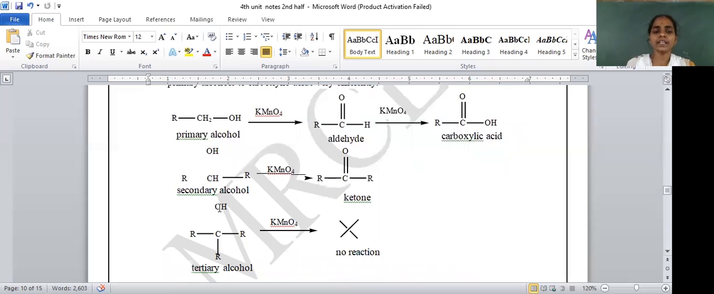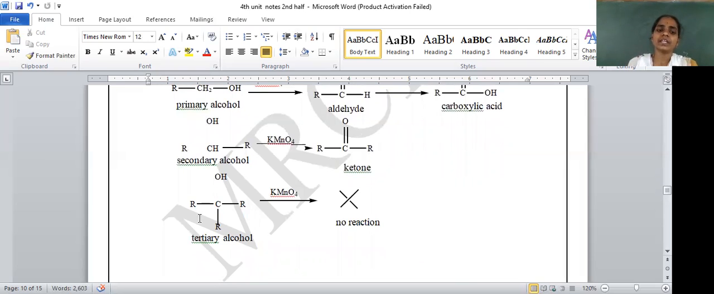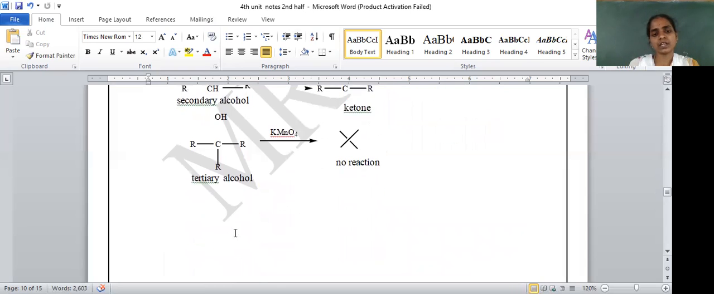Then we see the secondary alcohol. When it reacts with KMnO4, it forms a ketone. Again, a ketone does not undergo any reaction with KMnO4 as it has no alpha hydrogen. The next is the tertiary alcohol, which has 3 R groups, 3 alkyl groups, maybe methyl, ethyl or propyl. When it reacts with KMnO4, there is no reaction, because there is no alpha hydrogen. That's why a tertiary alcohol does not undergo any reaction.